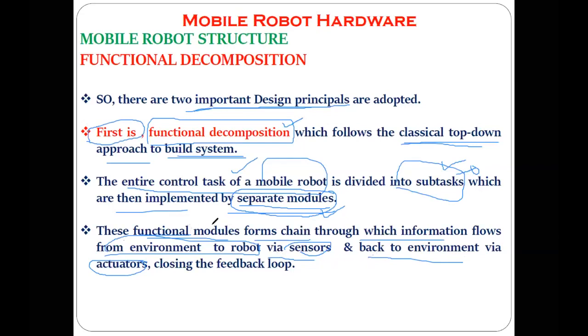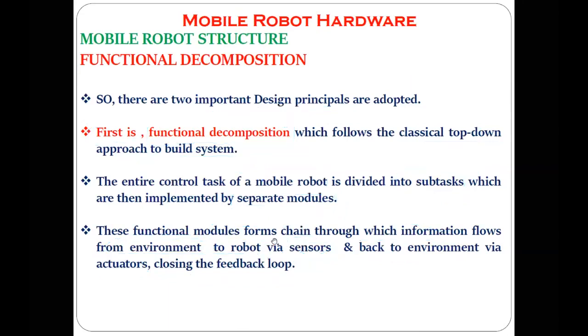That is the reason I have mentioned that the functional modules form a chain through which the information flows from the environment to the robot. In order for information to flow from the environment to the robot, different kinds of sensors are utilized. When this information is processed by the processing component of the robot, then with the help of the result of that processing, action is performed by the robot within the environment with the help of different kinds of actuators. So in this way, there is a closed feedback loop from the environment to the robot, and again from the robot to the environment. Okay, this scenario always continues when the robot is performing its activity in the environment.